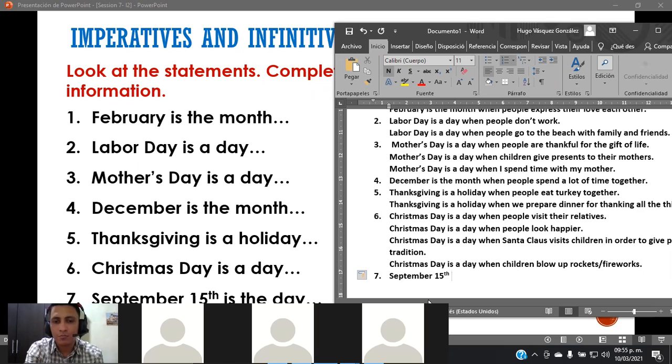That was similar to the one that we were discussing in the examples. September 15 is a day when we celebrate our independence. Exactly.